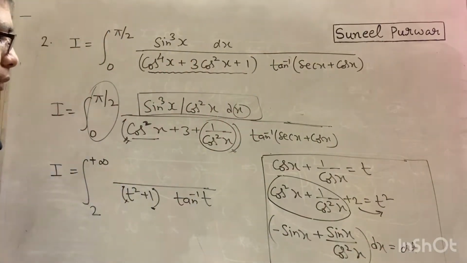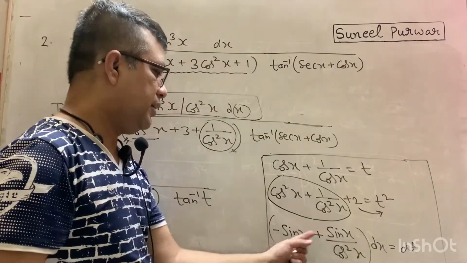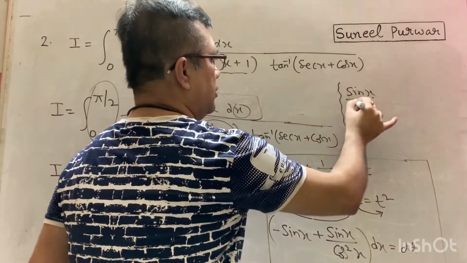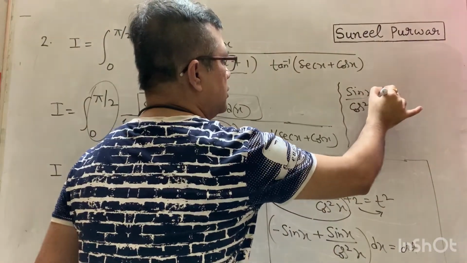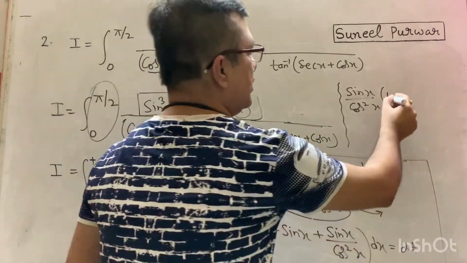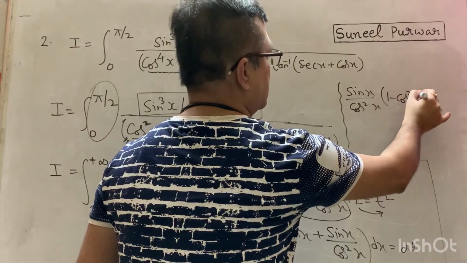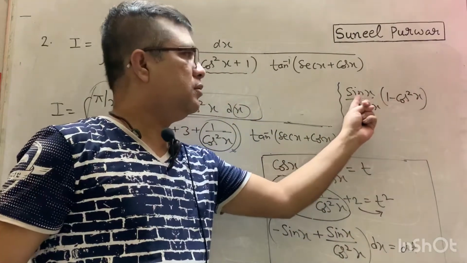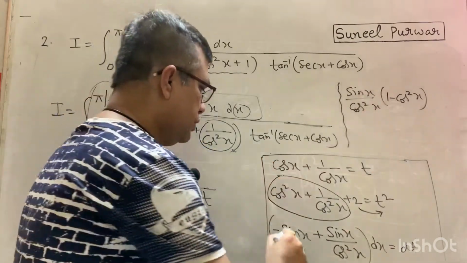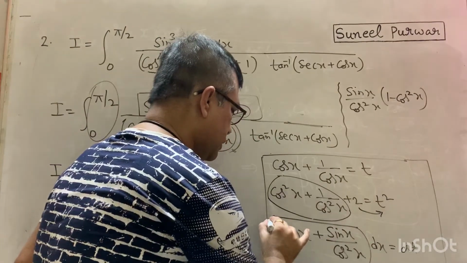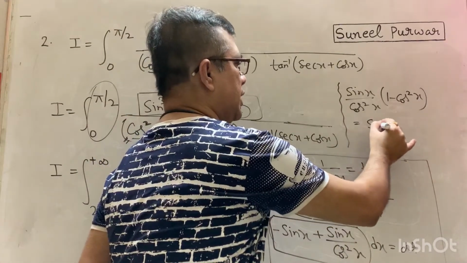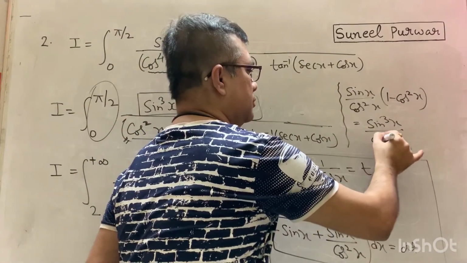If you further simplify this, taking sin x common, in fact you can take sin x upon cos square x common. So what do you get here? 1, and this will give you minus cos square x. So this is nothing but sin square x. We'll make this as sin cube x. So you see sin cube x upon cos square x. So this quantity inside the bracket is nothing but sin cube x upon cos square x.